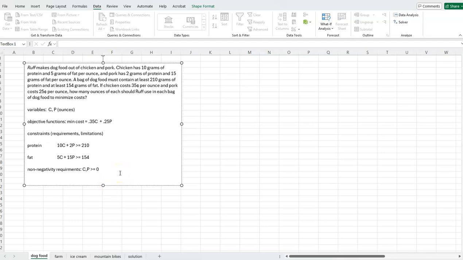Now, at this point, we have finished setting up this linear program. It can be solved by using Excel Solver. What I'd like you to do, if you don't already know that, is go to my video using Excel Solver for linear programs, and you can easily get the answer to this problem.